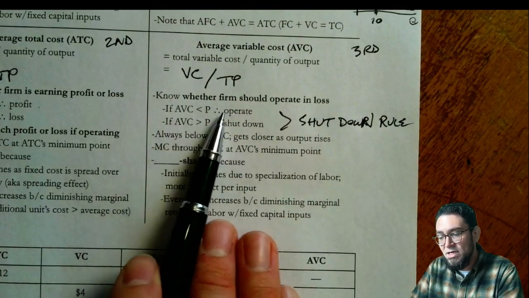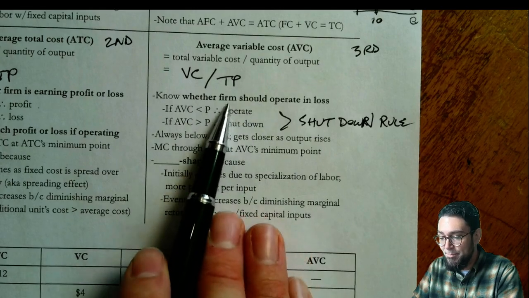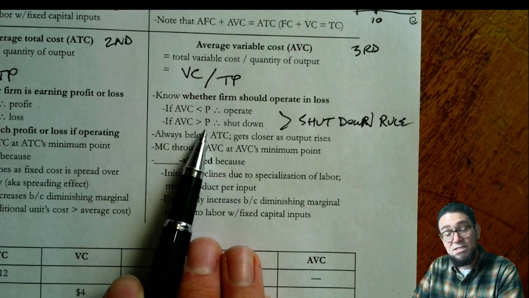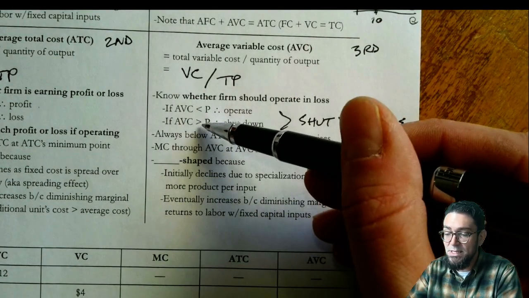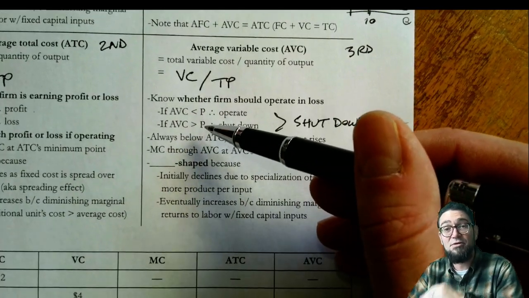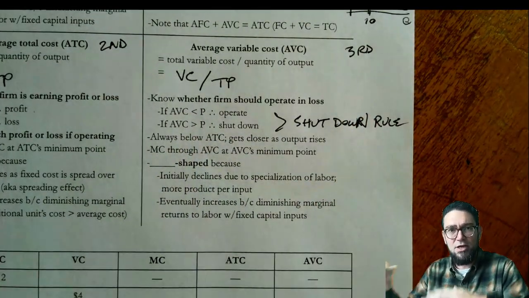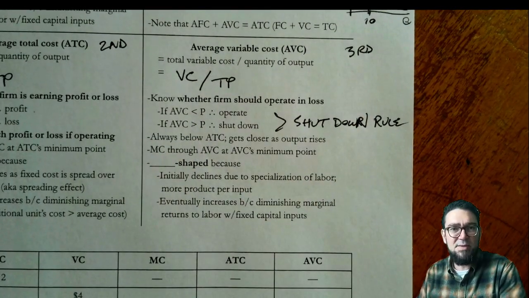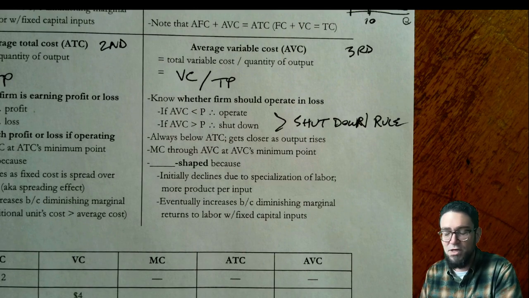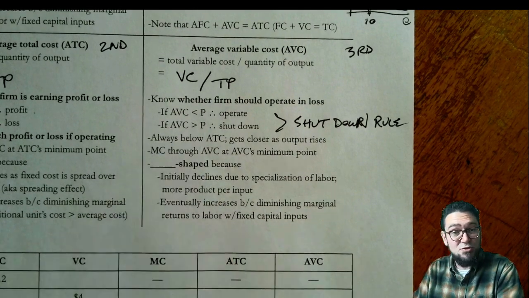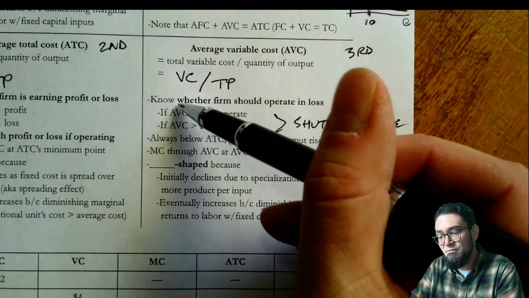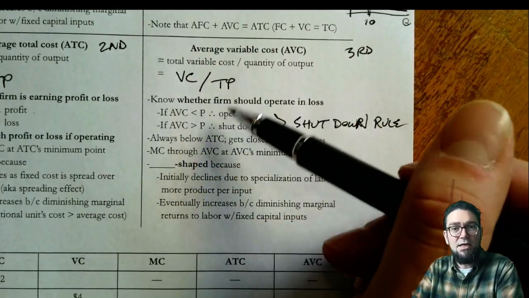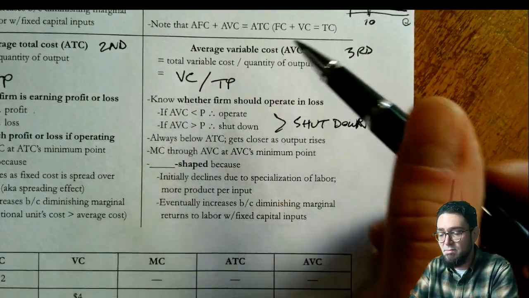If the average variable cost is less than your price, you should operate. But if your average variable cost is greater than your price, then you should shut down. In other words, if your price gets really, really low for your product because you have very few customers coming in, right? There is so little demand for it that the price is really low, and it's below your average variable cost, then you should just close your doors. But if your price is above your average variable cost, you should be operating, at least in the short run, even if you're losing money.